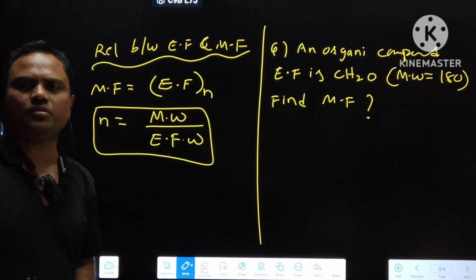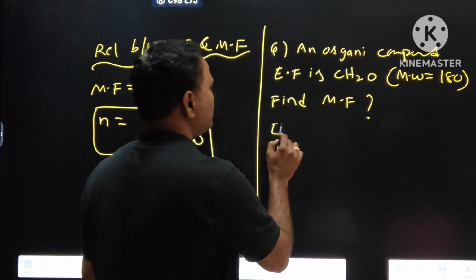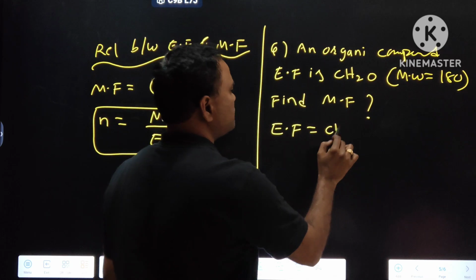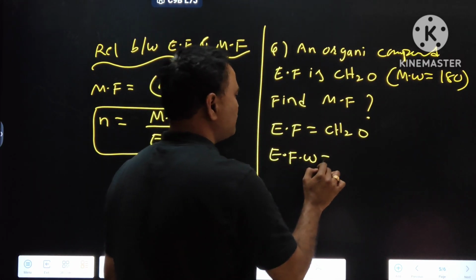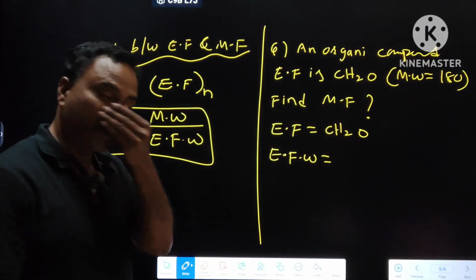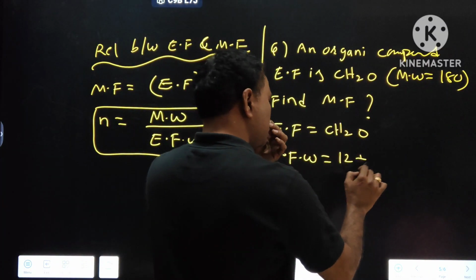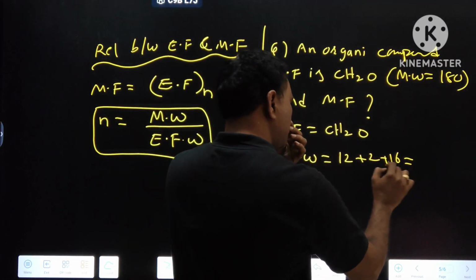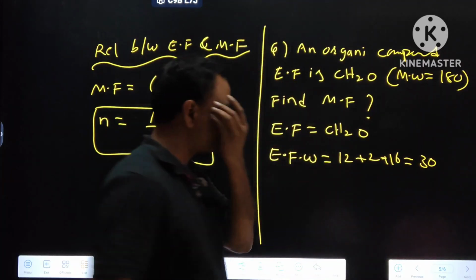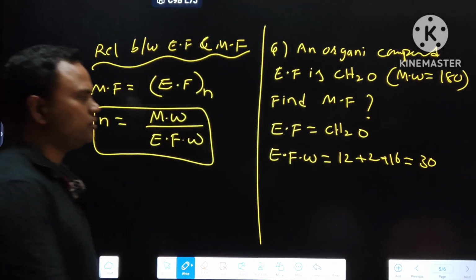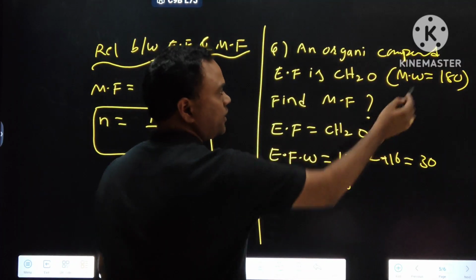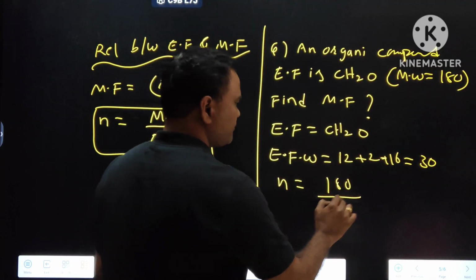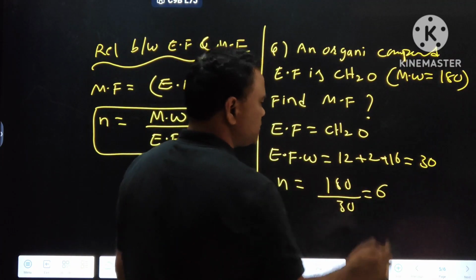EFW means empirical formula weight. What is the empirical formula? First write the empirical formula. Empirical formula is CH2O. Empirical formula weight: add all these, 12 plus 2 plus 16. How much? 30. Then n is equal to molecular weight by empirical formula weight. What is the molecular weight? 180 is given in the question. 180 by 30 is equal to 6.